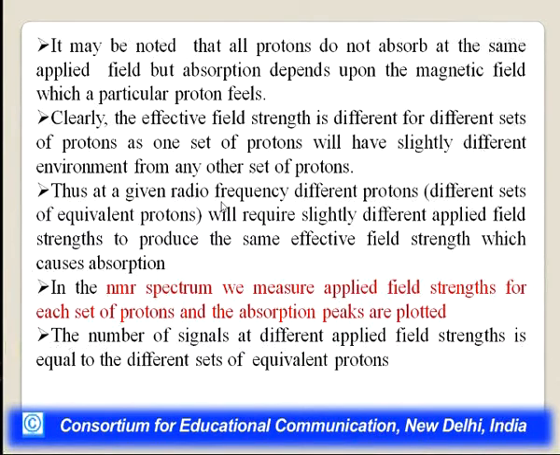Thus, at a given radio frequency, different protons, or we can say different sets of equivalent protons, will require slightly different applied fields to produce the same effective field strength, which causes absorption. In the NMR spectrum, we measure the applied field strength for each set of protons, and the absorption peaks are plotted. The number of signals at different applied fields, because we are varying the applied field while keeping the frequency constant, is equal to the number of different sets of equivalent protons.